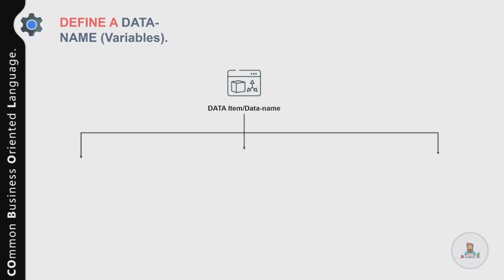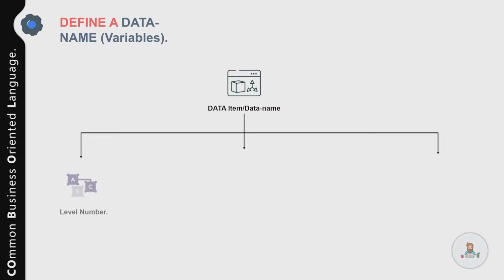Every variable that is used in the COBOL program must be defined in the data division. And the thumb rule to create a data name is that you can use numbers, letters, and hyphen, with a maximum of 30 characters in each name.